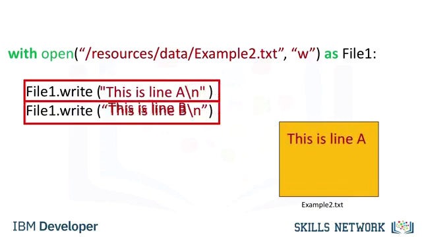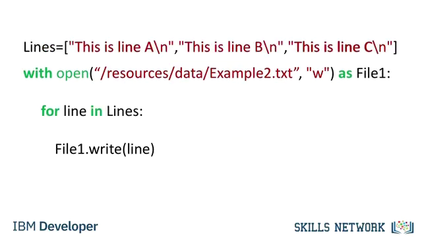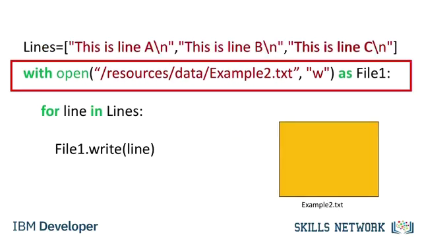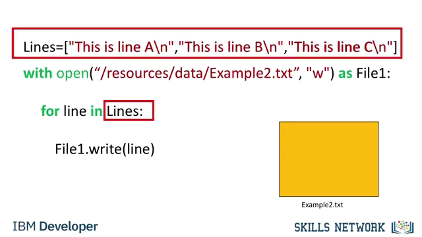The second time we call the method, it will write, "This is line B," then it will close the file. We can write each element in a list to a file. As before, we use a with command and the open function to create a file. The list lines has 3 elements consisting of text.